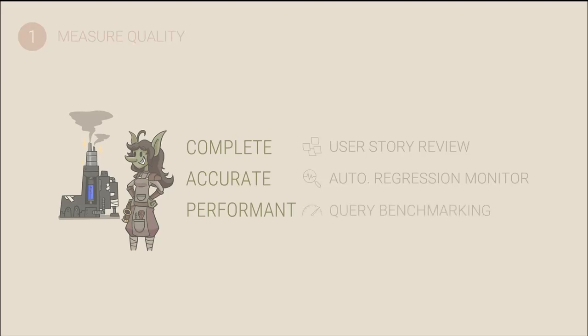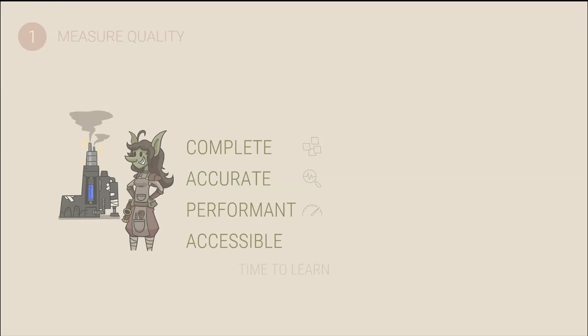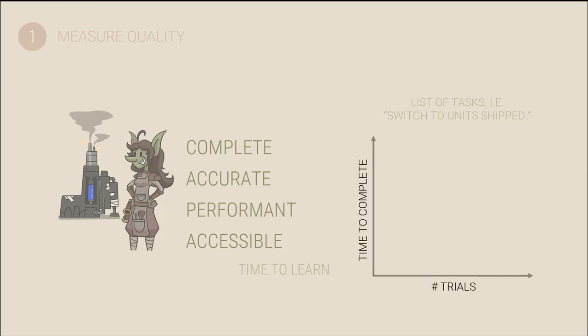So they measure performance with the query benchmarking. But how are we going to look at accessibility? For this, Bing explains that they can measure something called time to learn, which, as you might have guessed, is measuring how long it takes a user to learn to use the report. We would give the user a task like, for example, switch to unit shipped. They have a list of different tasks to accomplish. We can then measure the time it takes for the user to complete that task over a number of trials. We test this over multiple users, and then we analyze the results.